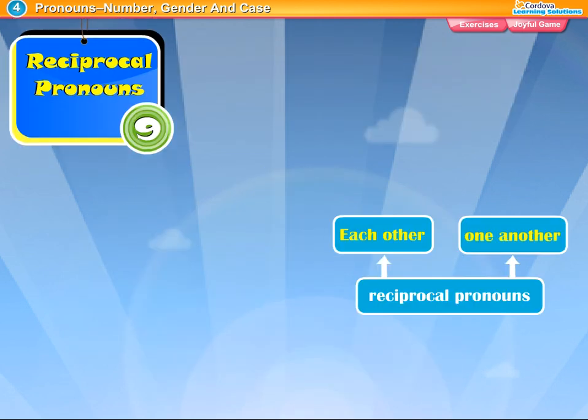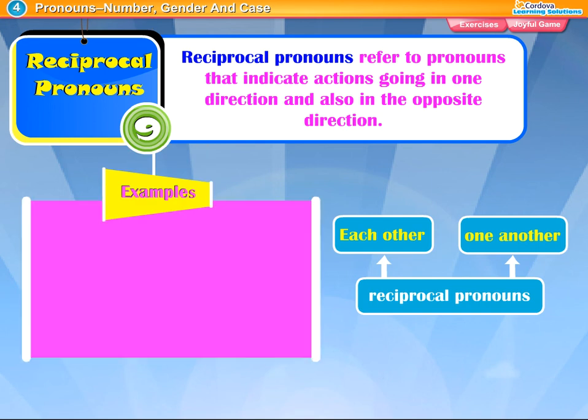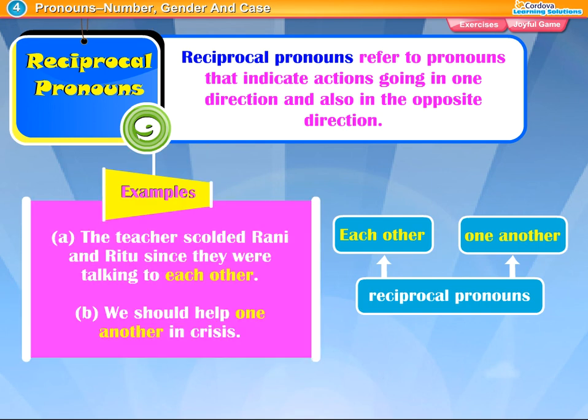Reciprocal pronouns. Reciprocal pronouns refer to pronouns that indicate actions going in one direction and also in the opposite direction. Examples: the teacher scolded Rani and Ritu since they were talking to each other. We should help one another in crisis.